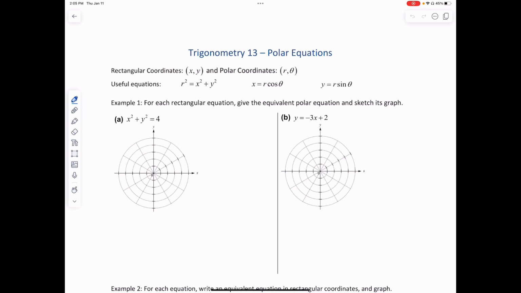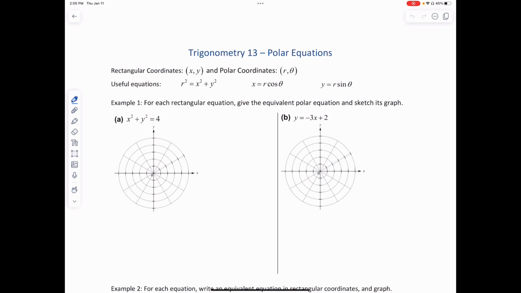In this video, we are going to be talking more about polar coordinates, specifically polar equations. Just as in the Cartesian coordinate plane with the x's and y's, we can have an equation that represents a collection of points. We have that case in polar as well. So I'm going to do a little bit of conversion here.